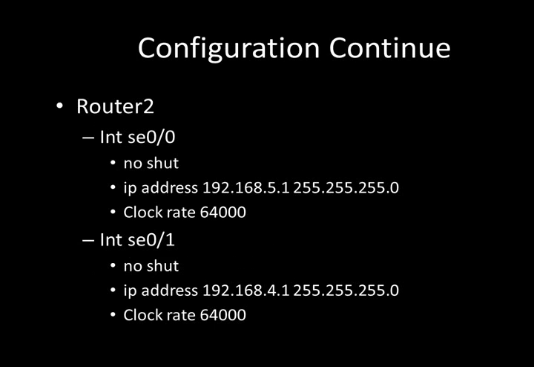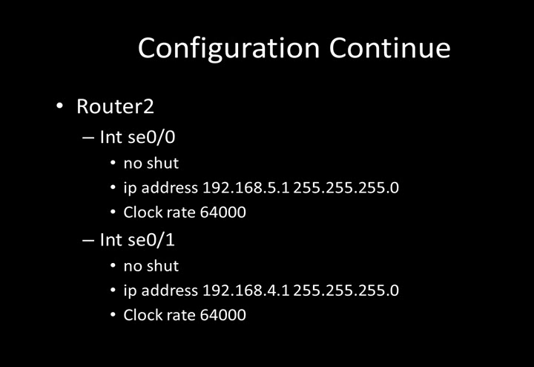So now we're continuing the configuration for router 2. The interface port for that, we used serial port 0/0, and we did a no shut, and the IP address for that was 192.168.5.1, and the subnet mask was 255.255.255.0, and then we assigned a clock rate of 64,000 for that one.